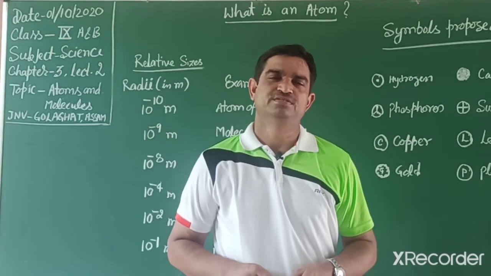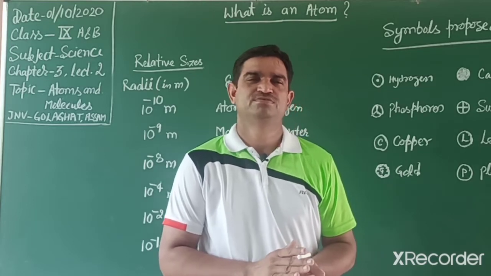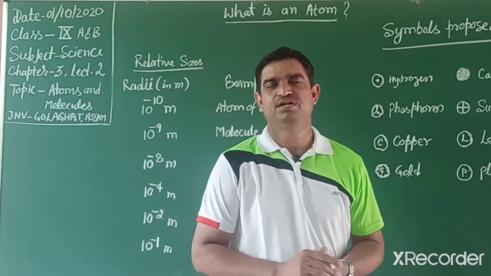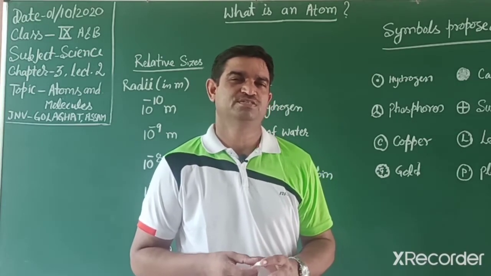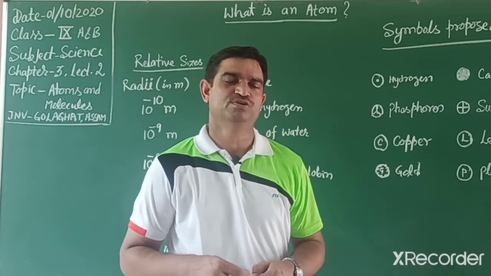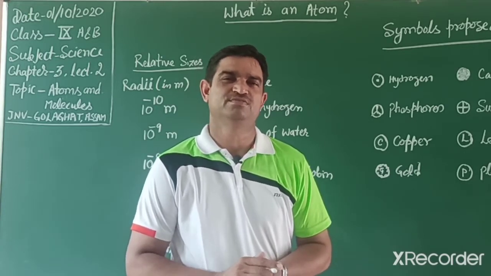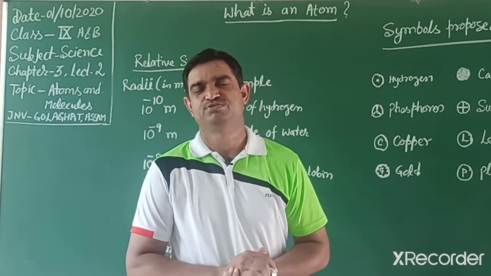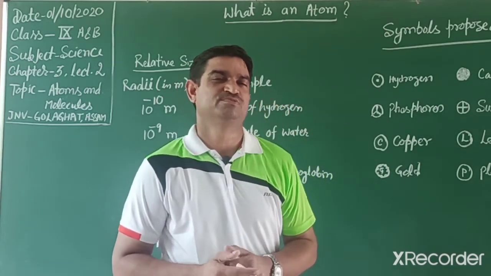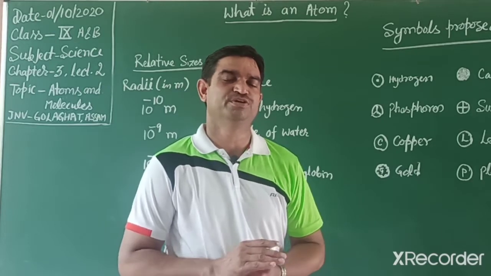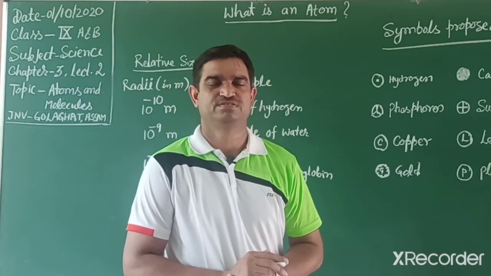Good morning, students. In yesterday's class, we already discussed the different laws of chemical combination, such as the law of conservation of mass and the law of constant proportion or definite proportion, as well as Dalton's atomic theory. Today we will discuss more about the atom, its size, the molecule, and the different symbols of elements.